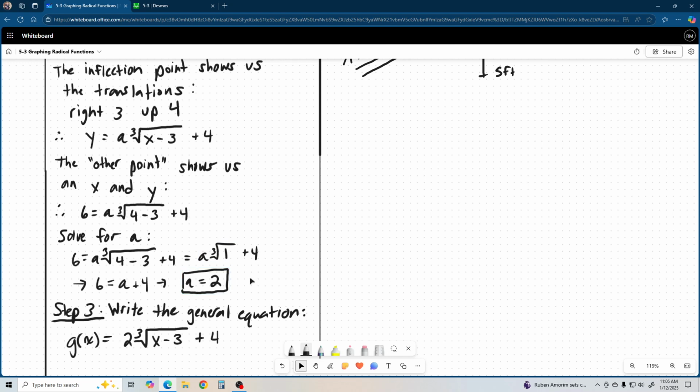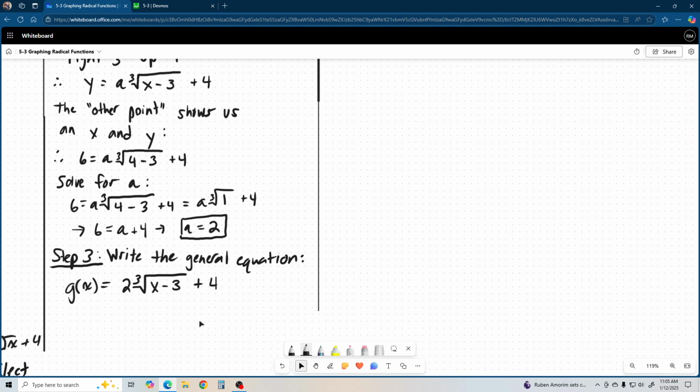And now we can use that to write the general equation, right? We know that the graph has been shifted 3 to the right. We know it's been shifted 4 up. And now we know that A equals 2, so we know the whole thing has been stretched by a factor of 2.